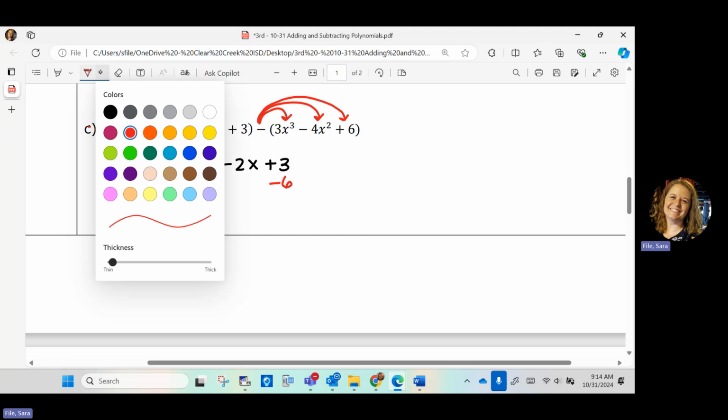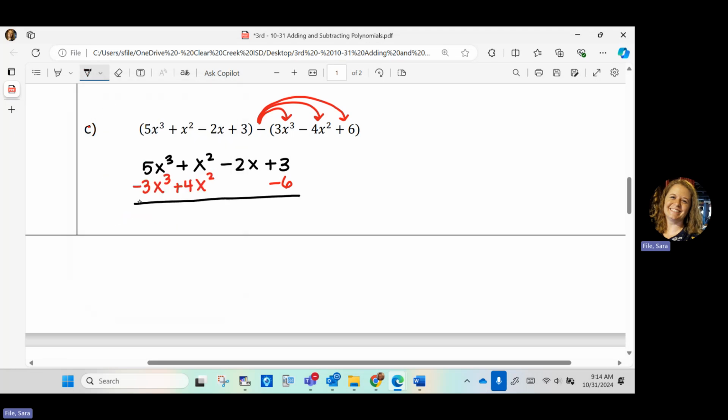So notice I have that blank space because there was not a like term for this negative 2x. There was no x term here. So I just left a blank space. So then when I add these, I get 2x cubed plus 5x squared minus 2x minus 3. So for me, if it's a minus, I'll end up stacking them. I don't think that's a bad idea. But if it's addition, I usually just underline or circle and box in different shapes to match the like terms up.